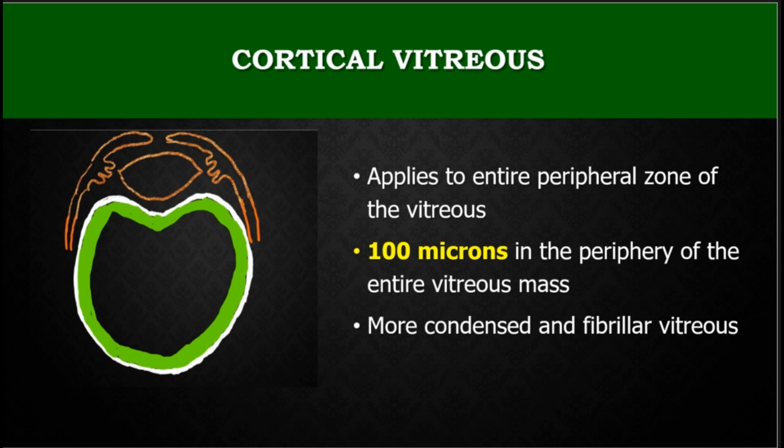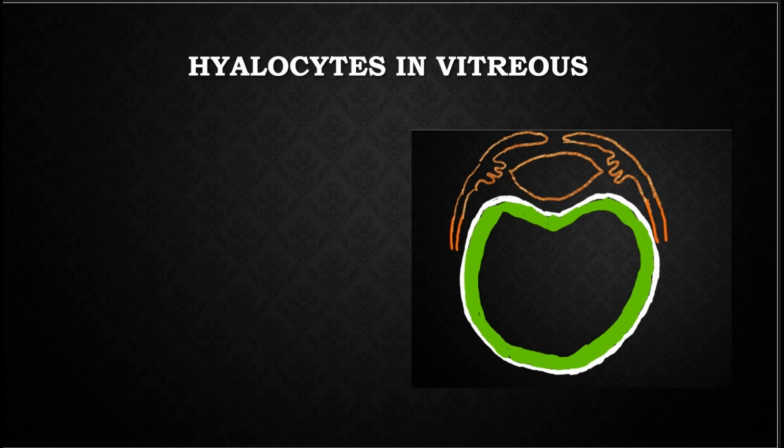A special thing about the cortical vitreous is that it has more condensation and a more fibrillary architecture. What I mean to say is the amount of collagen that is present here is more, and moreover that collagen is also more condensed compared to what you see in the medullary vitreous or the central vitreous. So you have a more condensed and fibrillary vitreous in the cortical region. Apart from that, you also have some special cells which are present in the cortical vitreous, which are known as hyalocytes. Now, let me tell you what I mean over here.